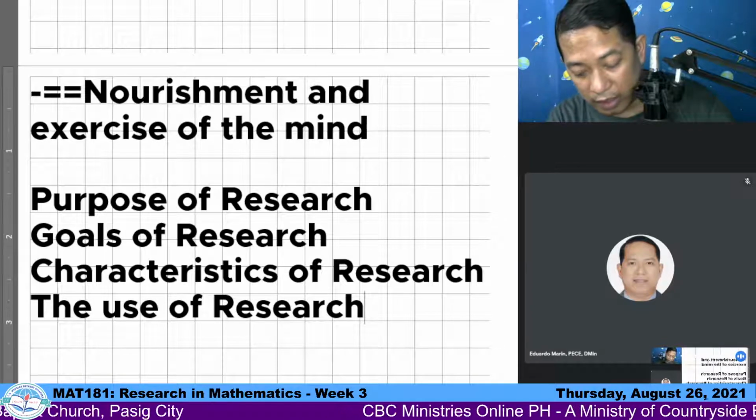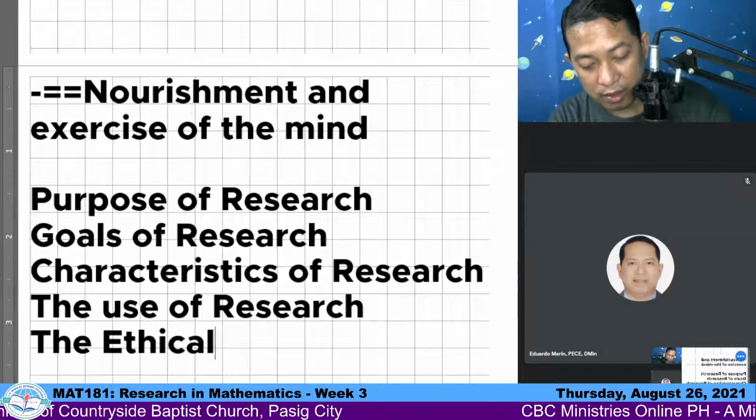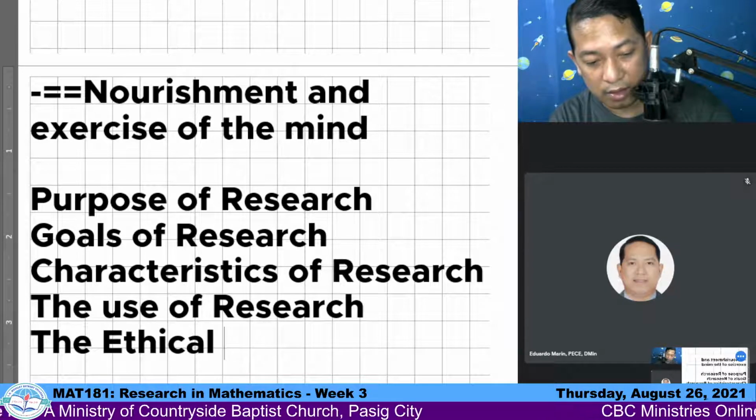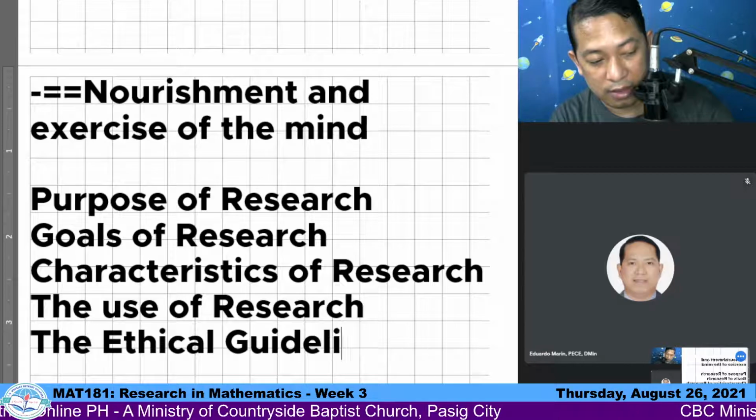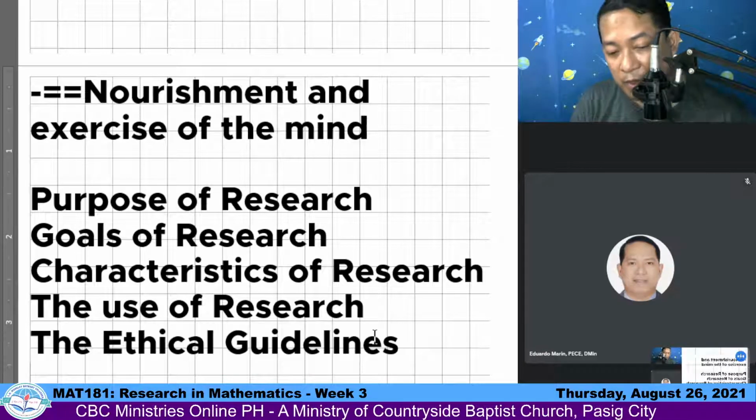Then lastly, the ethical guidelines. Very important. Ethical guidelines in research. Okay, so these are our topics of discussion.